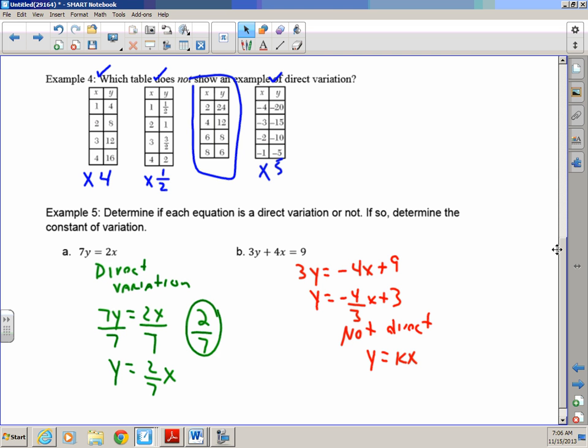So, today's lesson, just very straightforward, is just introducing to you a specific type of linear function, which is called a direct variation.